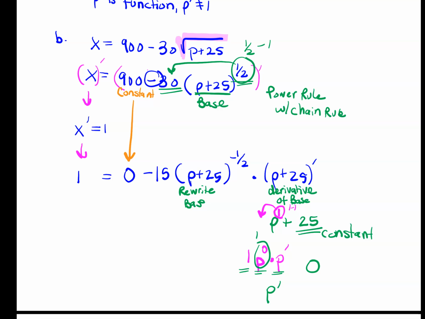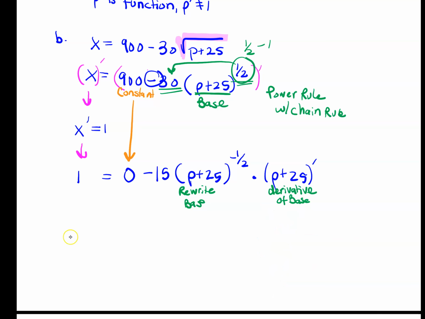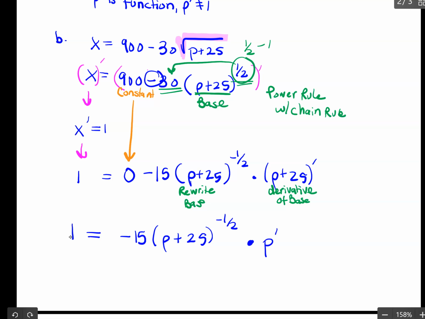So when I have p plus 25 and I take the derivative, and that letter p is acting like a function, the derivative is just p prime. So what does that look like? Let's clean it up. We have a 1 equals, I'm not going to write that 0, but I still have a negative 15 base to the negative 1/2 power, and the derivative of the base was just p prime. And all we're being asked to do here is find dp over dx, which was another way to write p prime. So all I have to do is isolate this p prime, get it alone.